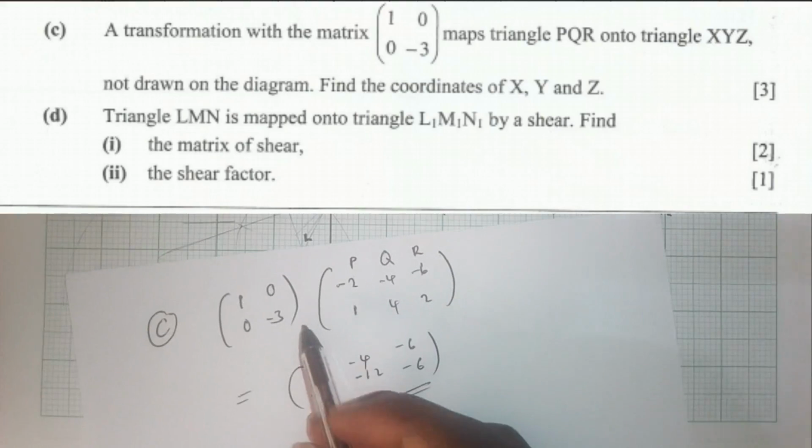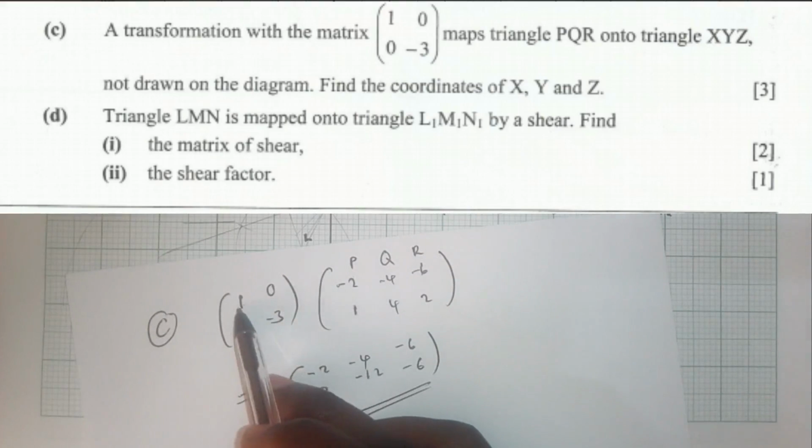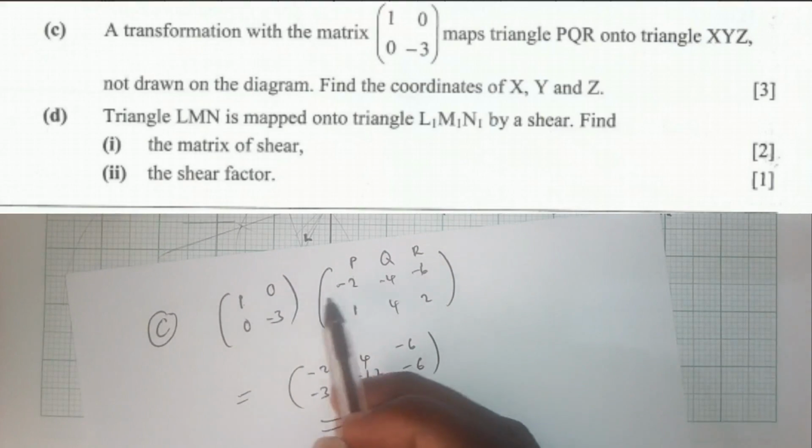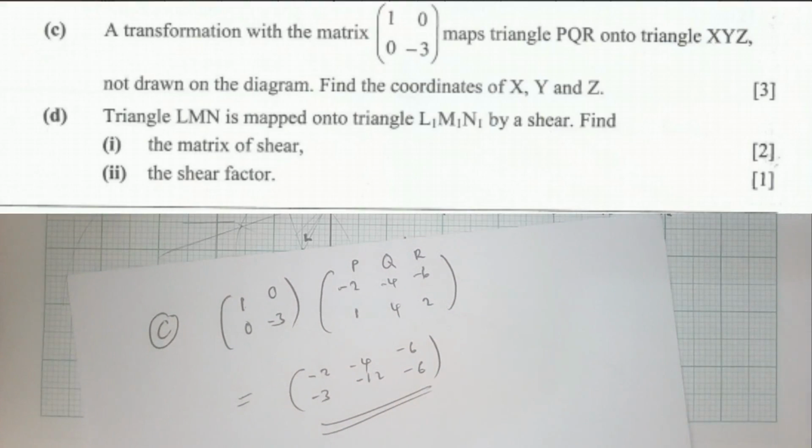So this is the answer you get when you multiply this by this, row by column, row by column. So in case you don't know how to multiply matrices, check one of my videos. You'll be helped on how to multiply them.